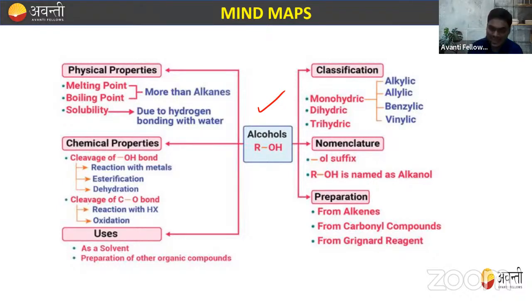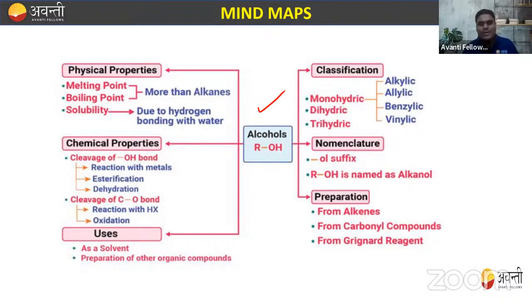benzylic, and vinylic, right? And for the nomenclature, we all know this thing from the very beginning of 10th and 11th class, that is for alcohol, we use a suffix called "ol", right? So ROH is named as alkanol. For example, methanol, butanol, pentanol, all these things. And how will you prepare alcohol? That is from alkenes, from carbonyl compounds, from Grignard reagent. So we have covered all this.